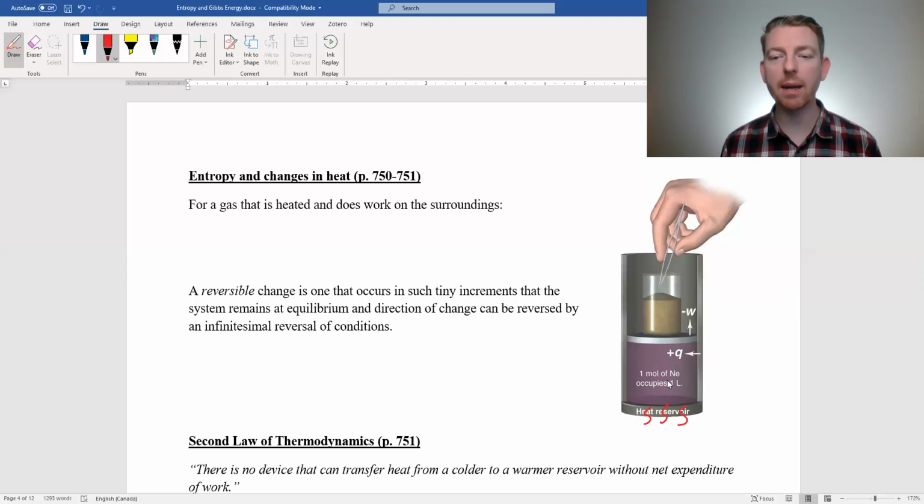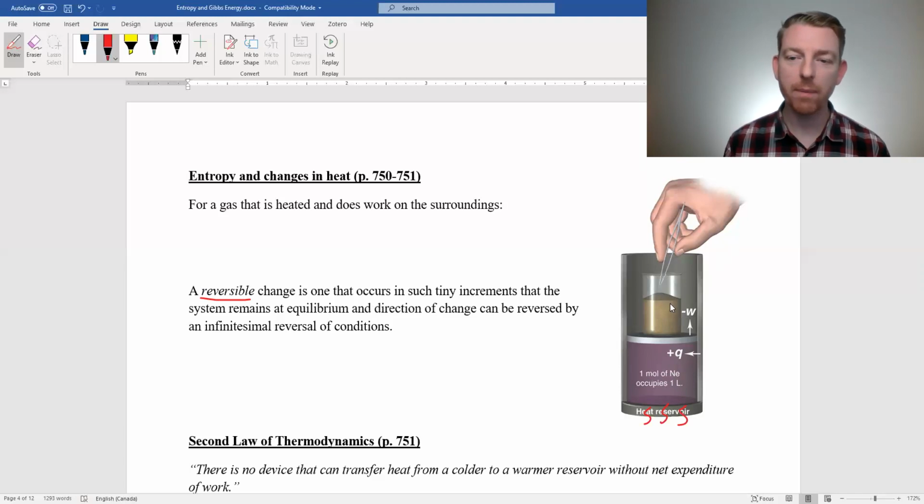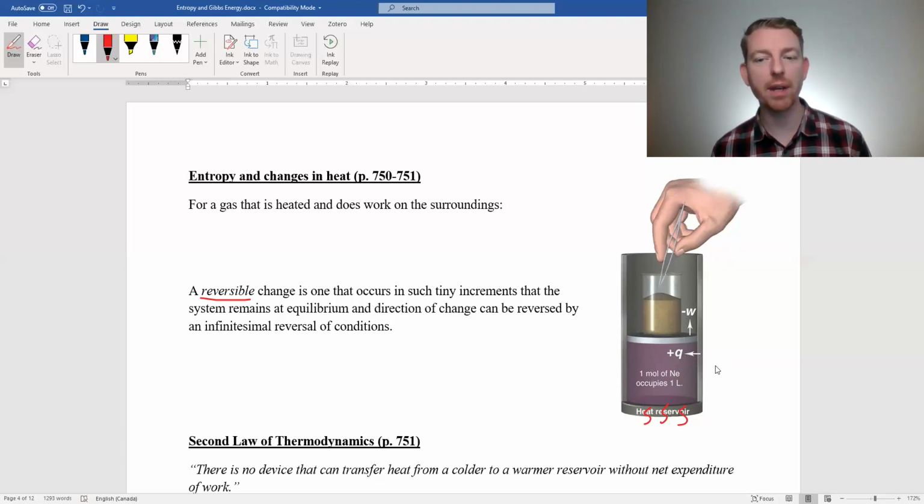But we are heating up this mole of neon, and we're going to heat it up to the point that it's going to do exactly as much work as the heat going into it. So this is what we would call a reversible change, meaning that we could put in the work that's going to press down on the plate, and the exact same amount of heat would then leave again.